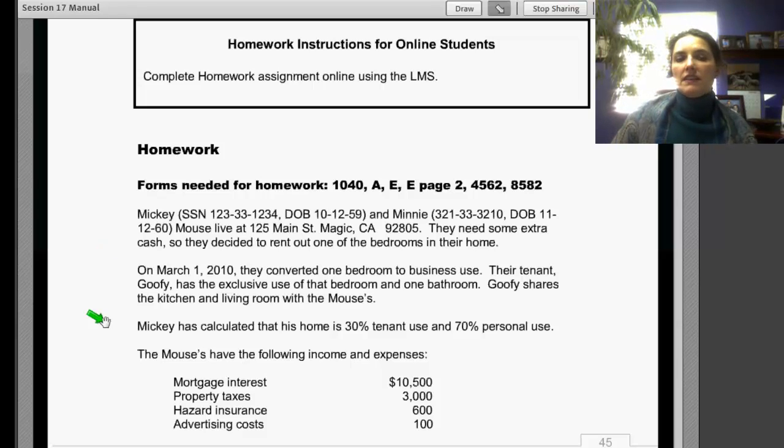Mickey has calculated that his home is 30% tenant use and 70% business use, and he had the following expenses for the year: mortgage interest of $10,500, property taxes of $3,000, hazard insurance of $600, and advertising costs of $100.